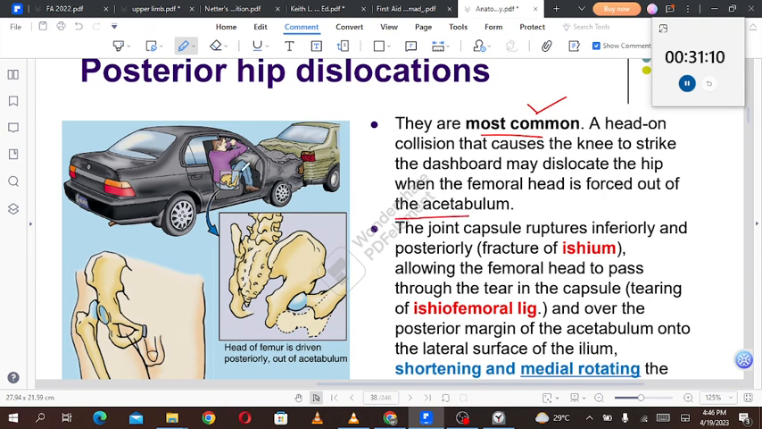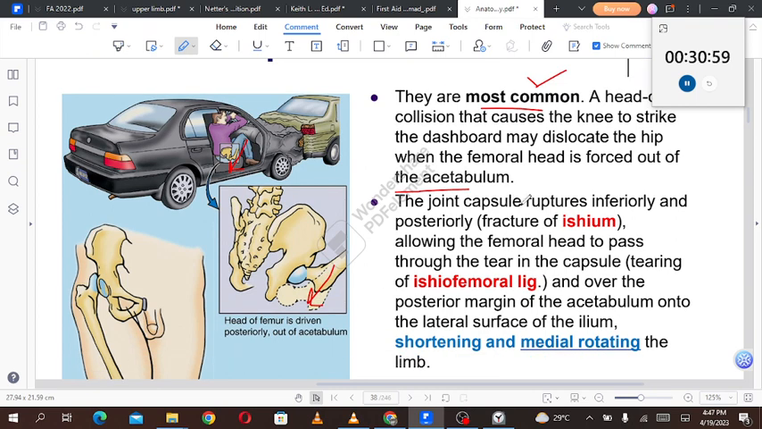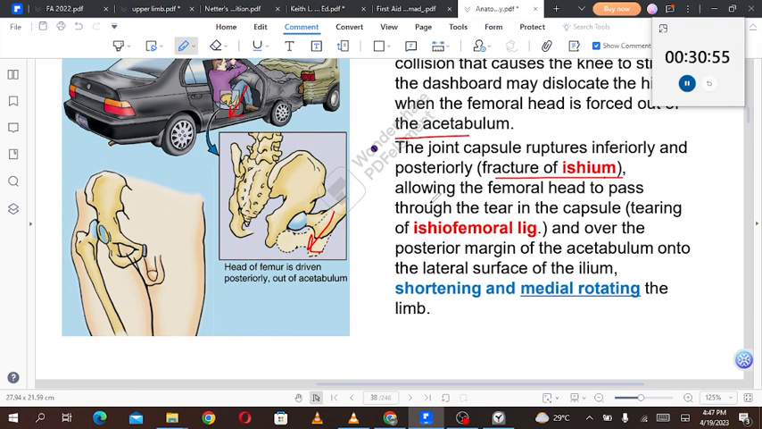If the knee strikes the dashboard, there will be pressure backward, so the femoral head will be leaving the acetabulum and will be displaced backwards. The joint capsule ruptures inferiorly and posteriorly, with fracture of the ischium, allowing the femoral head to pass through the tear in the capsule, tearing the ischiofemoral ligament and over the posterior margin of the acetabulum into the lateral surface of the ilium, causing shortening and medial rotation of the limb.